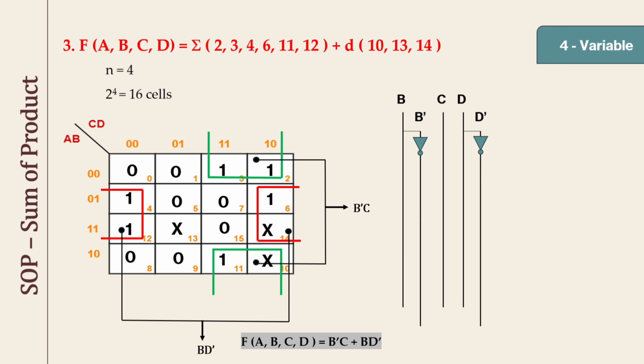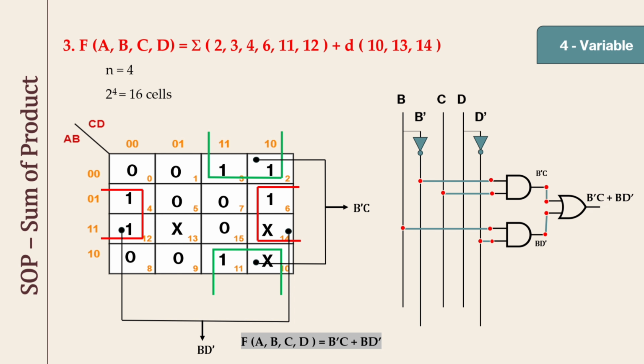Now let's move on to the logical implementation. In the final expression, we have 2 product terms. The first one is B bar C and the second one is B D bar. First, let us take these outputs. Here we have two AND gates. The first AND gate takes the inputs B bar and C, so that it gives the output B bar C. The second AND gate takes the inputs B and D bar, so that it gives the output B D bar. At the end, we give the outputs of these two AND gates to the OR gate, so that we get the final expression. After giving the inputs to the OR gate, we get B bar C plus B D bar as the output.